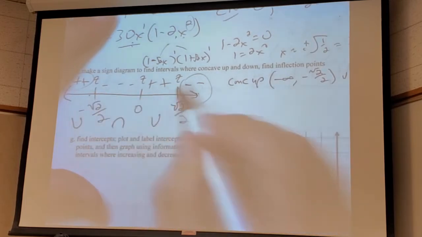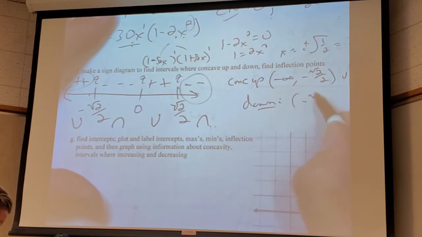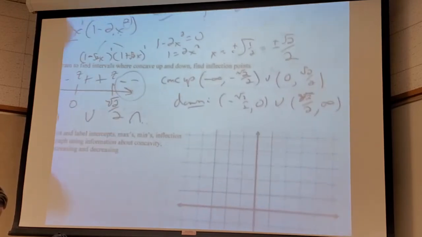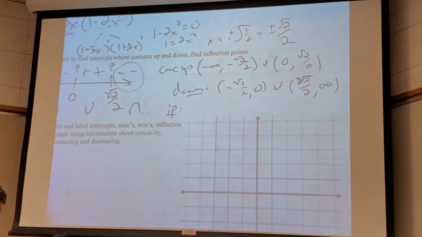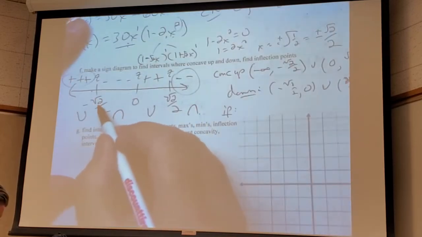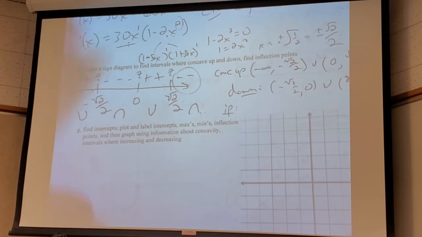Up is where it's positive. All I said, there it is, I can see it. Down would be negative infinity to negative square root 2 over 2, union with 0 to square root 2 over 2, union with square root 2 to infinity. So, what are the inflection points? 0 and plus or minus square root 2 over 2. Every single critical point just happened to be an inflection point.